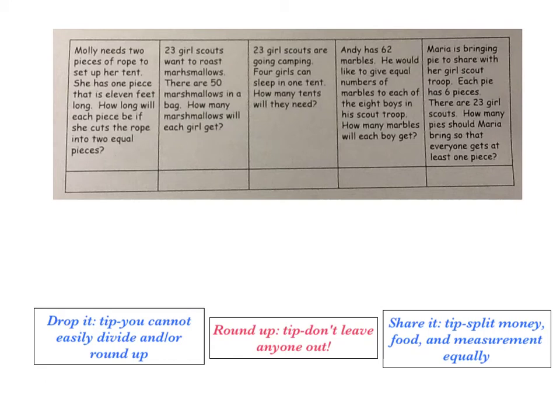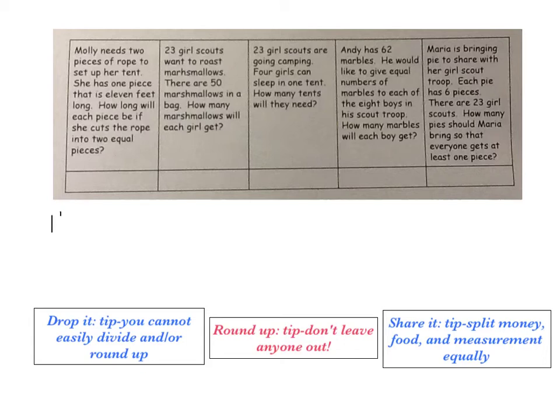On this one, we're going to look at these examples, and we're going to figure out whether we're going to drop it, round it, or share it. So the first one, Molly needs 2 pieces of rope to set up her tent. She has one piece that is 11 feet long. How long will each piece be if she cuts the rope into 2 equal pieces?